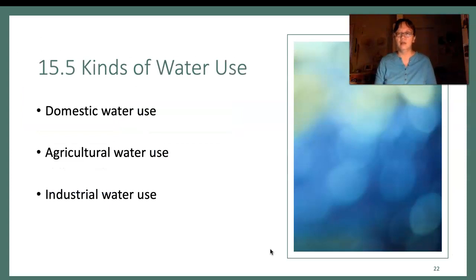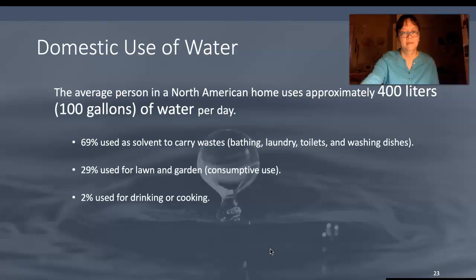So to summarize how we use water as humans, we use water for domestic purposes, agricultural purposes, and industrial purposes. So this is my focus. Another focus, I want you to focus on domestic use of water and contamination. It doesn't mean agricultural contamination and industrial contamination are not important, but I will just test the domestic use of water in the exams and in the final exam.